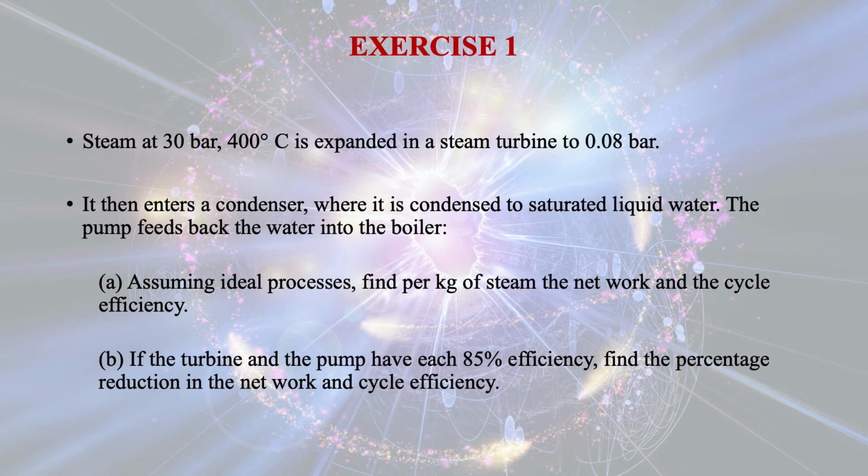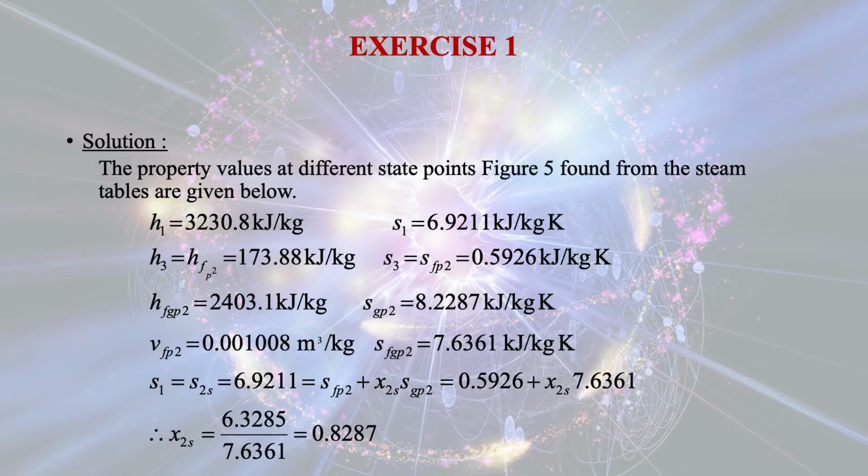B. If the turbine and pump have each 85% efficiency, find the percentage reduction in the net work and cycle efficiency. Now let us see what data is given for this problem and what information we can get out of that data. The property values at different state points in figure 5 found from the steam table are given below.